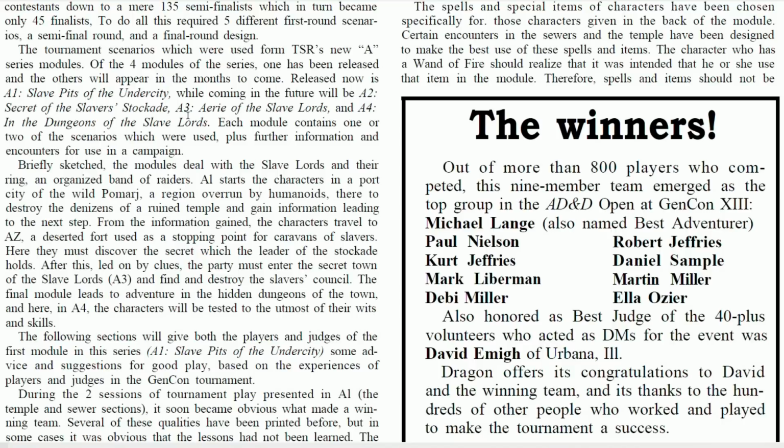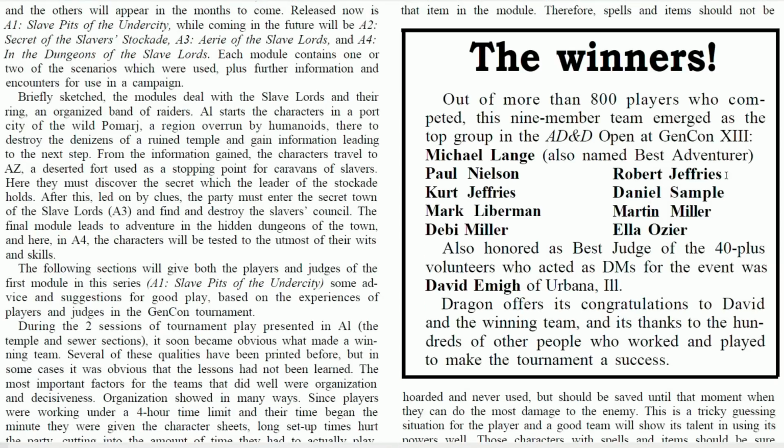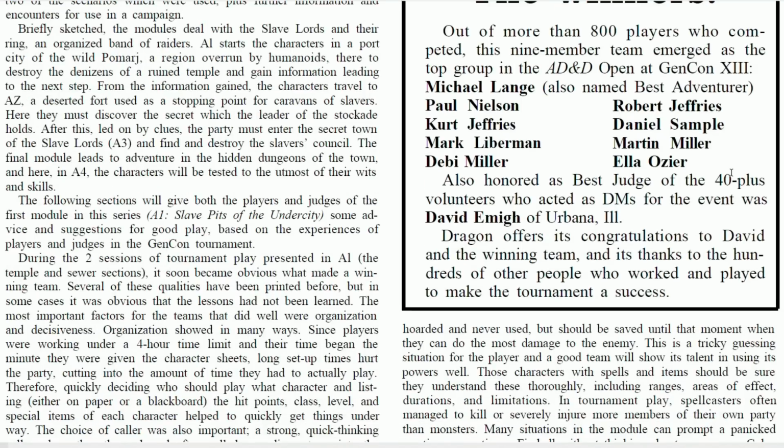but it's eventually going to be called Assault on the Eyrie of the Slave Lords. And then it says, briefly sketch the modules deal with the slave lords and their ring, an organized band of raiders. A1 starts the characters in a port city in the wild of Pomarj, a region overrun by humanoids. They're to destroy the denizens of a ruined temple, and so on. We talked about all of this. And then he says the following sections will give both the players and judges of the first module in this series some advice and suggestions.